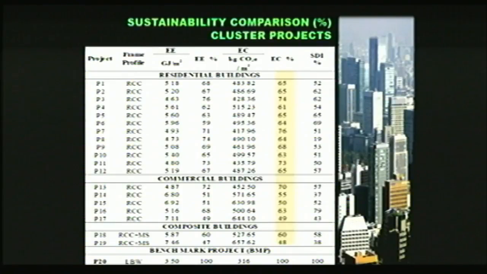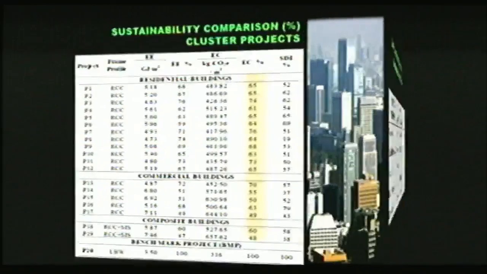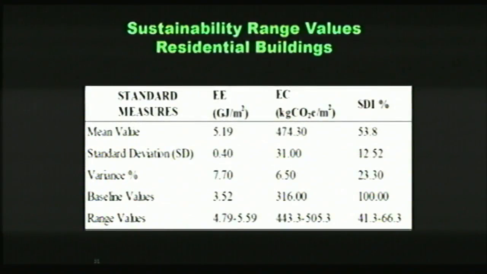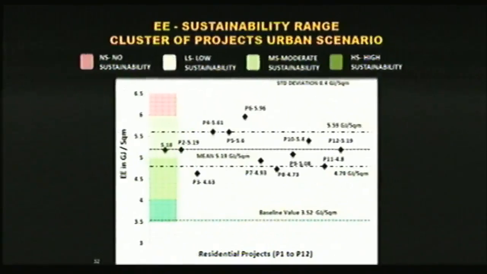We can take a number of different buildings, different typologies, and calculate embodied energy per square meter and embodied carbon per square meter, and then the sustainability development index can be expressed in terms of percentage, and for this, the benchmark value becomes more and more refined. By applying standard deviation and other statistical means, for specific building typologies, we can arrive at this kind of result. And once we do this for a particular typology of building, we can analyze every building.